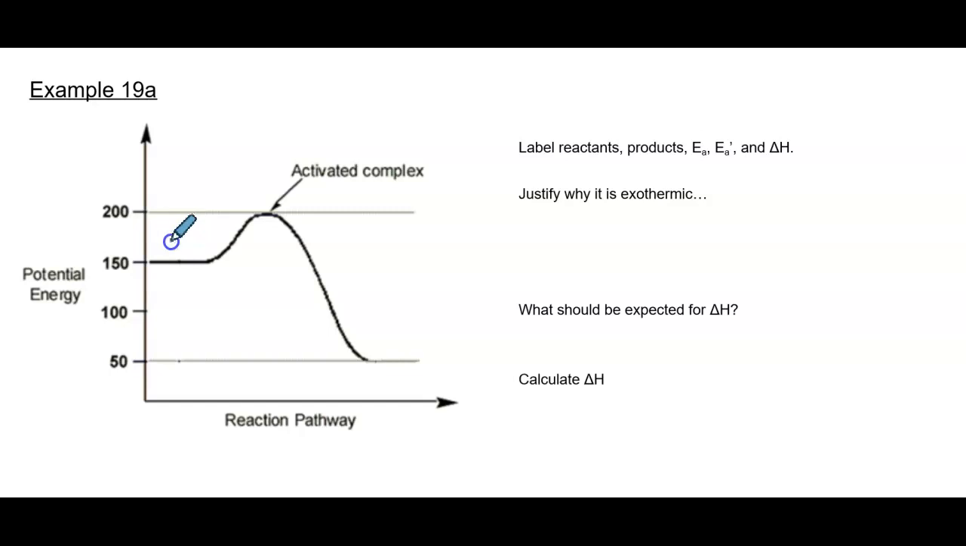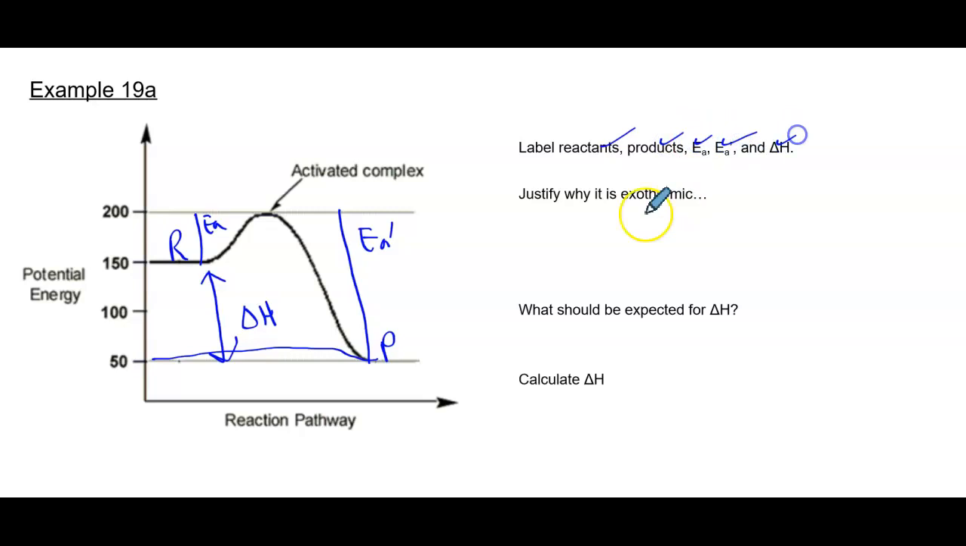So this is your reactant. This is your products. Remember, from the reactant bar to the top of the peak is E sub A. From the product bar to the top of the peak is E sub A prime. And then anything in between, that's a horrible line, but you get the idea, anything in between here is delta H. So we've labeled the reactants, the products, E sub A, E sub A prime, and delta H.